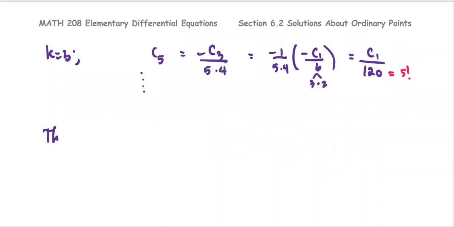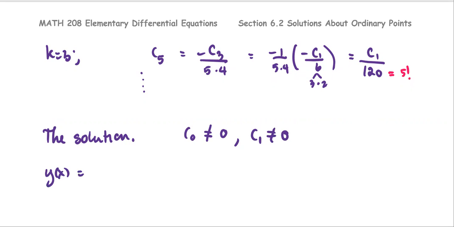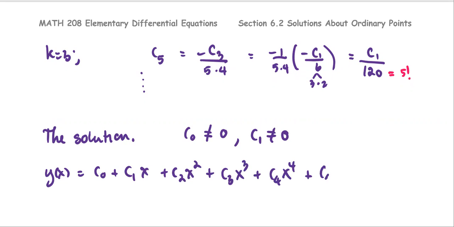Now, we put them together as the power series solution of this differential equation. We assume C0 is not equal to 0 and C1 is not equal to 0, otherwise we get the trivial solution. We get y of x as C0 plus C1 times x plus C2 times x squared plus C3 times x to the third, C4 times x to the fourth, and one more, C5 times x to the fifth, plus and so forth.